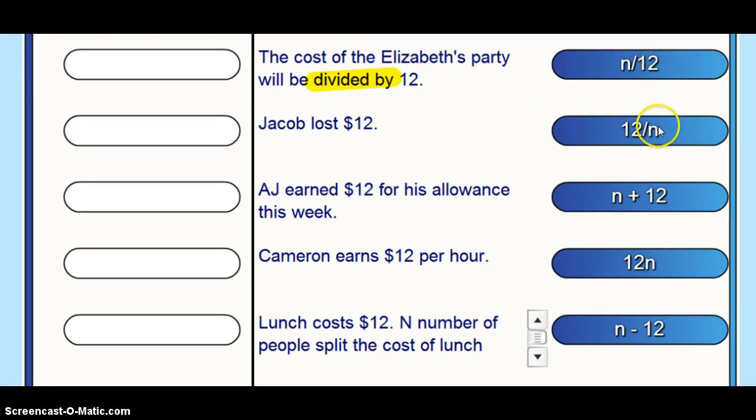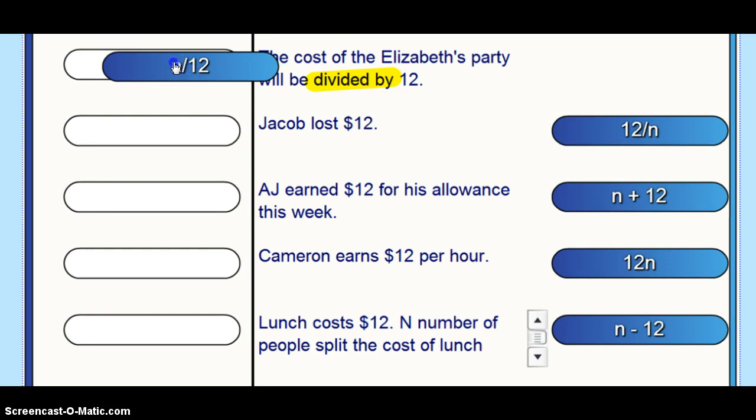So if you look at our answer choices over here, the cost of Elizabeth's party, we don't know what it is. So we're just going to use a variable to represent the cost of her party. And you'll notice that the variable in all of my examples is an n, which is a very common variable to use. That cost is going to be divided by 12. So that means it's going to be this one because the cost of her party we do not know, but we do know that she's going to divide it by 12.